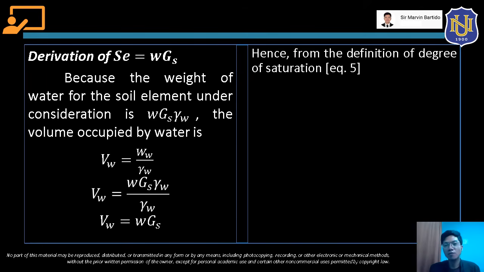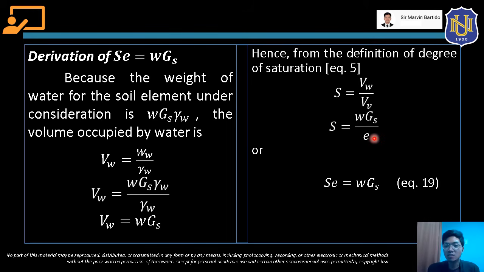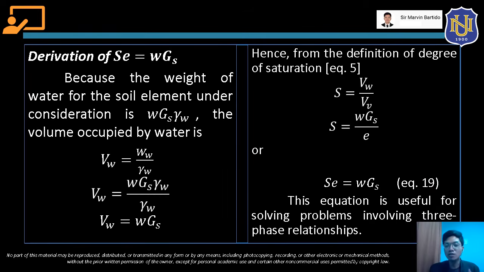Ayan. Now, from the definition class nung degree of saturation, dinefine na natin yan, na yan class ay volume ng water over volume ng voids. So therefore class, kapag ipinalit natin yung volume ng water dito, it will become W G sub S over E. Right? So here class, pwede rin natin tong i-rewrite as S times E, cross multiply, is equal to W GS. So ito class, magiging equation 19 natin ito. So ito class, useful ito for solving problems involving three-phase relationships.